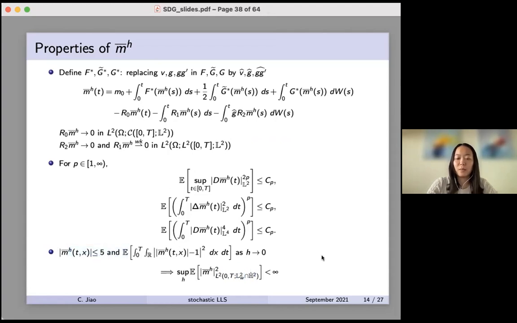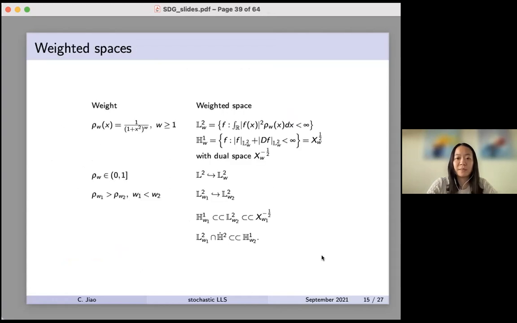Let's give a more precise definition of weighted space. In this case, we choose a polynomial weight rho w equal to 1 over 1 plus x squared to the power w, for w greater than or equal to 1. This weight function is quite nice. It's smooth. It vanishes at infinity. It's integrable for w greater than or equal to 1. It's positive and it's bounded from above by 1.